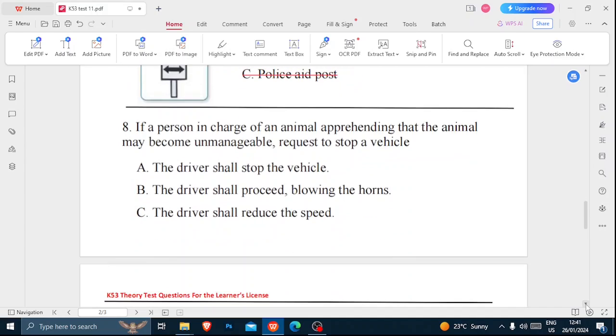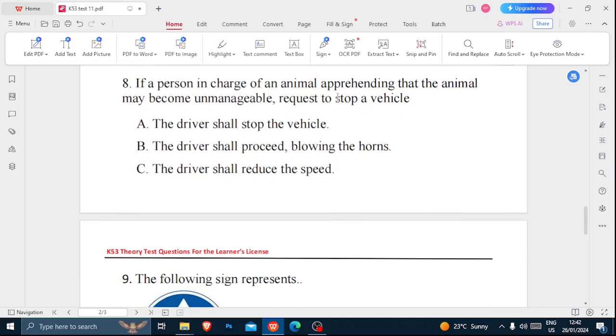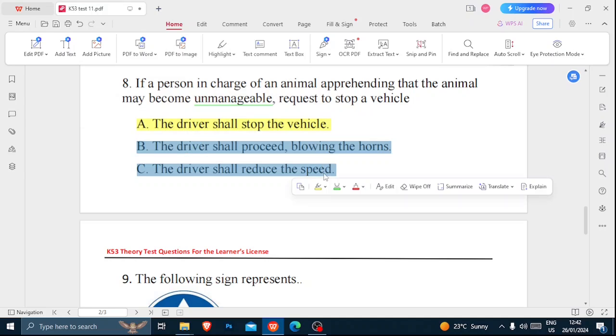Now let's move on to number 8. If a person in charge of an animal, apprehending that the animal may become unmanageable, requests to stop a vehicle, option A, the driver shall stop the vehicle, the driver shall proceed blowing the horn, the driver shall reduce the speed. So here you're talking about a person, and the person is noting that the animal is becoming unmanageable, right? So the animal might become unmanageable, so the driver shall stop the vehicle. Okay, so this one is our correct answer here, and these ones are not correct.